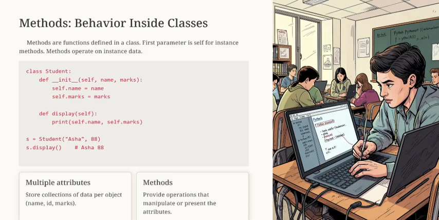The second benefit is code reuse. The same method can be used by multiple objects. Number three, better program structure. Classes contain data and methods together, making programs easier to manage.